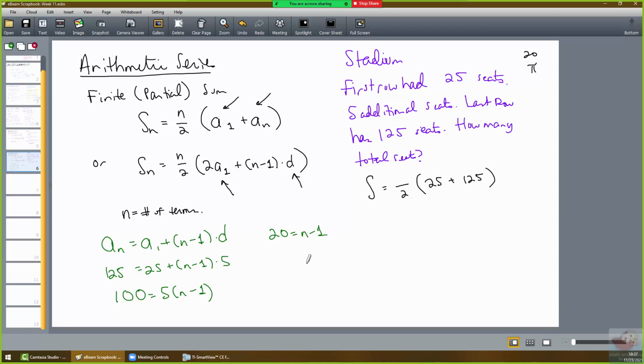But what do we get when we solve for n? We don't get 20, we get 21. So in order to get up to 125, we had to add 20 more rows, each adding 5, but you had to start with your first row. That's why it's 21 and not 20. So our n is 21.